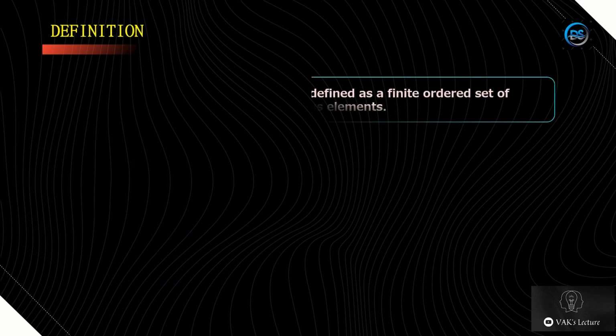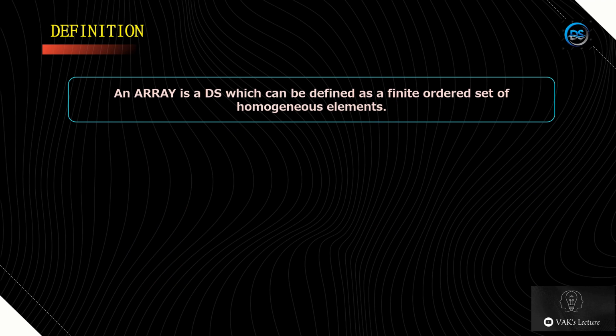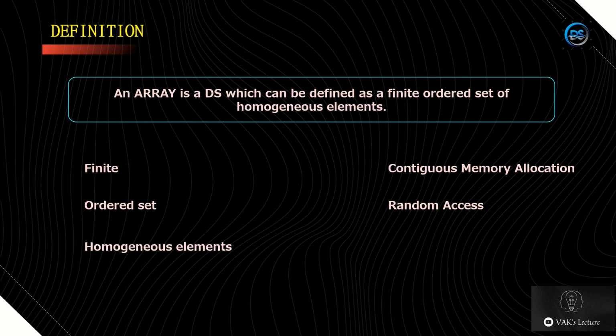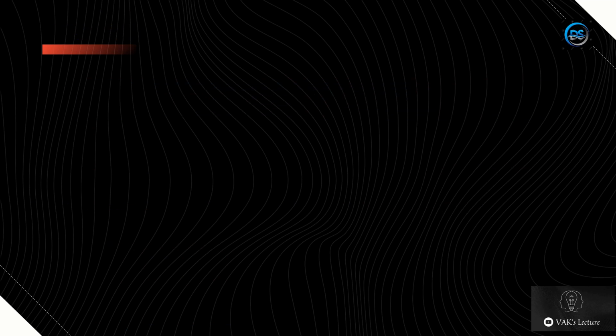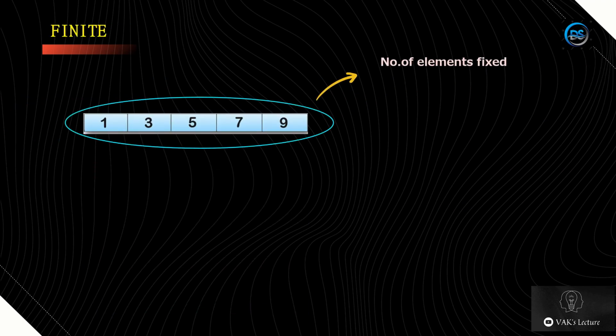An array is a data structure which can be defined as a finite ordered set of homogeneous elements. Let us understand it by breaking it out. Now we will see all these terminologies. So, here, what does finite mean? The number of elements that we can store in an array is fixed. That means we will define the number of elements used in the array beforehand. Suppose I decided to use 5 elements. So I have to define the number of elements as 5. So here finite means fixed number of elements.